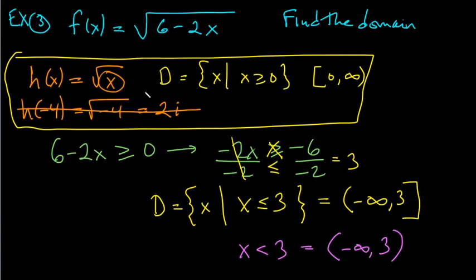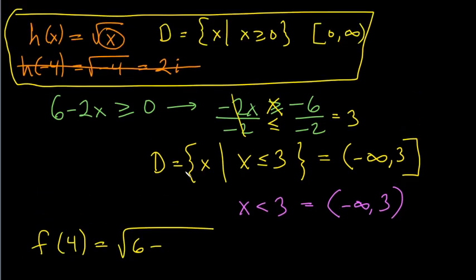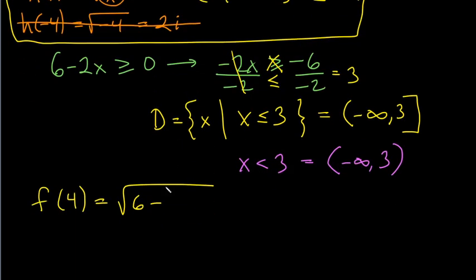Okay? So that's the domain of this function, and you can check, just take any number less than or equal to 3, plug it in, and you'll see you get a real number. Right? So what happens if I try to plug in a number, say, bigger than 3? Well, bad things happen, right? So if I plug in 4, for example, it was the square root of 6 minus 2x. So 6 minus 2 times 4, since x is 4. You just get the square root of -2, which is imaginary.